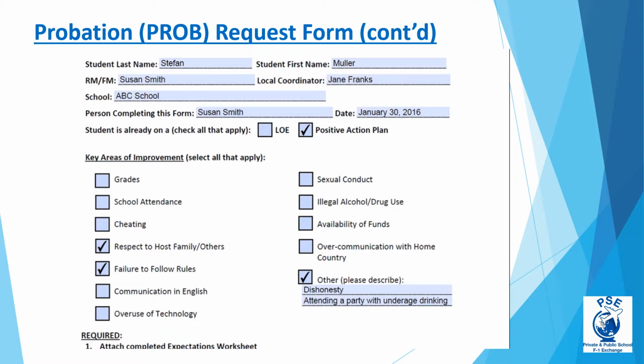As indicated in this example, the student needs improvement in the areas of grades, respect to host family or others, failure to follow rules, and under the category Other, it indicates that the student also needs improvement in the areas of dishonesty and attending a party with underage drinking.